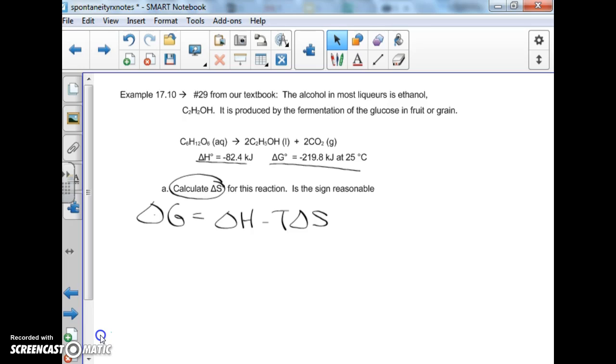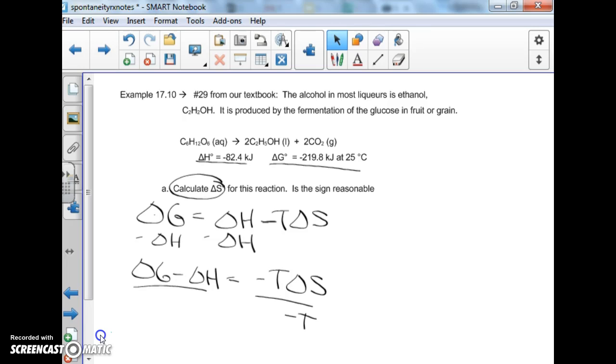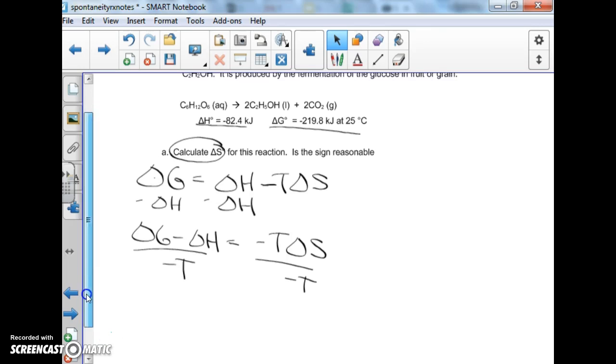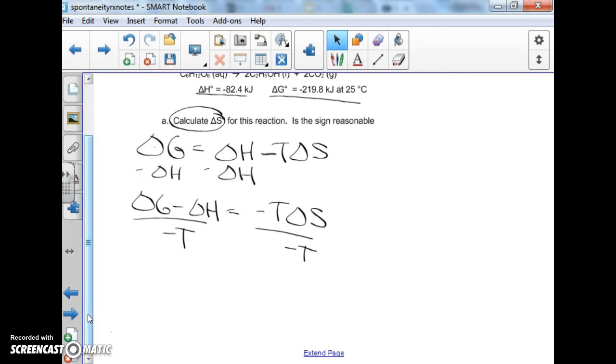I'm going to go through the algebra for you, and we're going to develop a new equation to add to our green card. First thing I would do is subtract delta H from both sides. So if I subtract delta H from both sides, I get delta G minus delta H equals negative T delta S. Then I'm going to divide both sides by negative T. After I do that, the negative T would cancel, so I would have delta G minus delta H over negative T equals delta S.